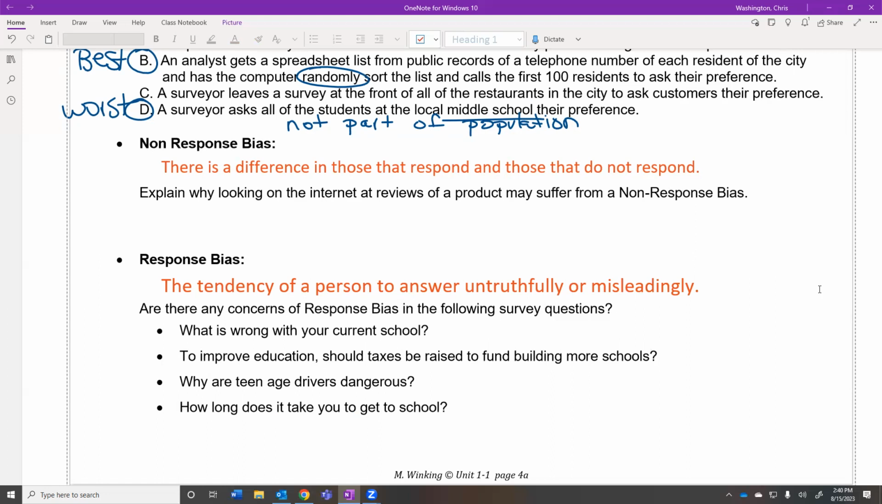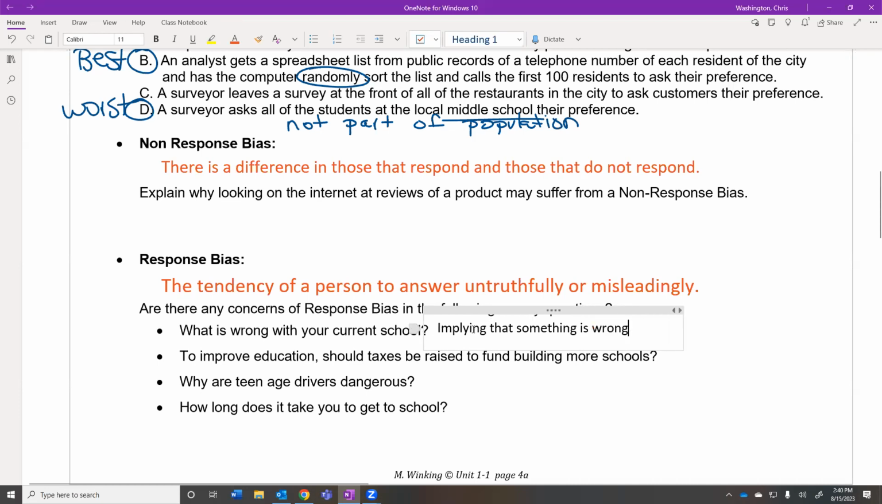So there's 4 examples here, and we're asking if there are any concerns with response bias. Could the way the question's worded elicit a certain response from the person answering that question? So what is wrong with your current school? What might be the issue there? They're assuming, or implying, that something is wrong.